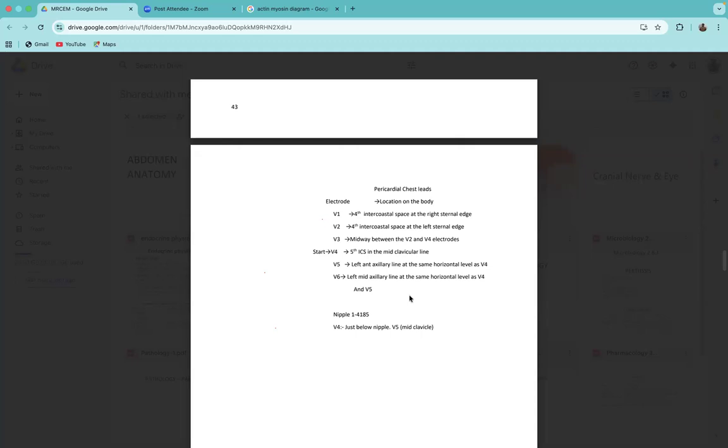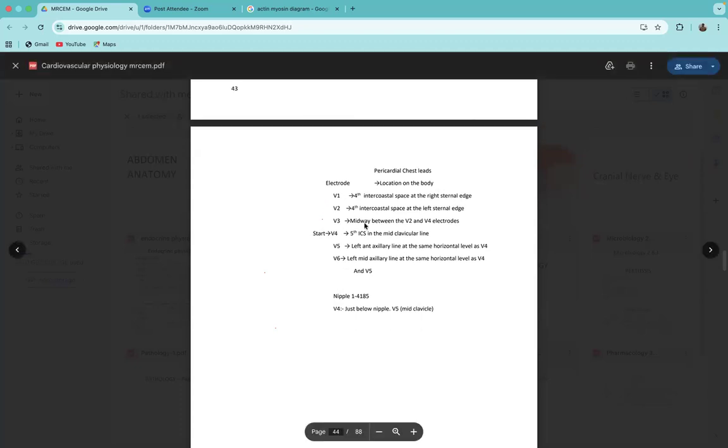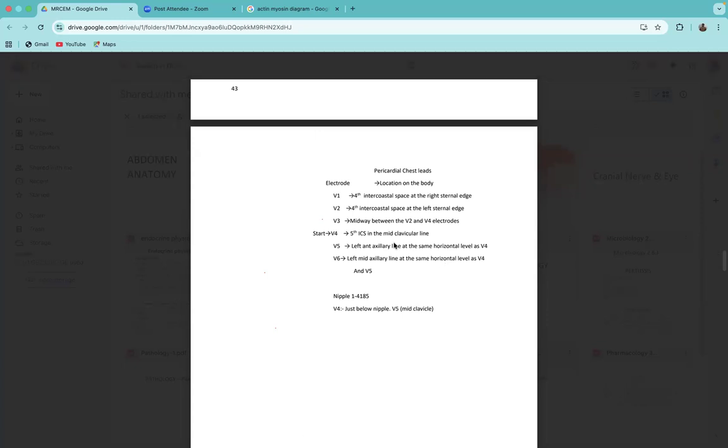So all of these should be remembered for the placement of the chest leads, because they are very important for our ECG. So all of these ECG chest leads are important for placing, and that is all for our class today.